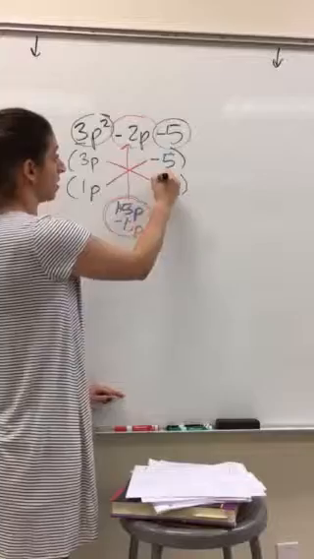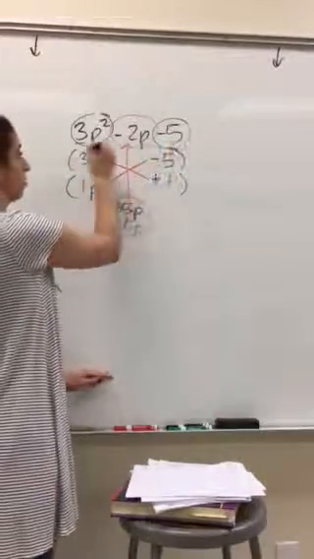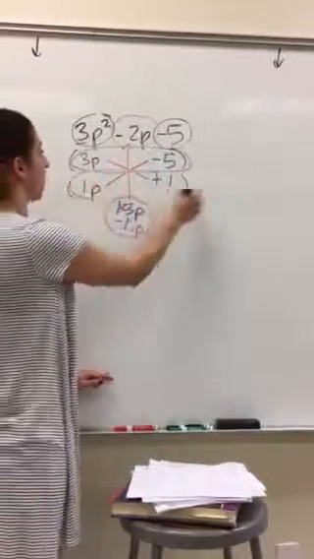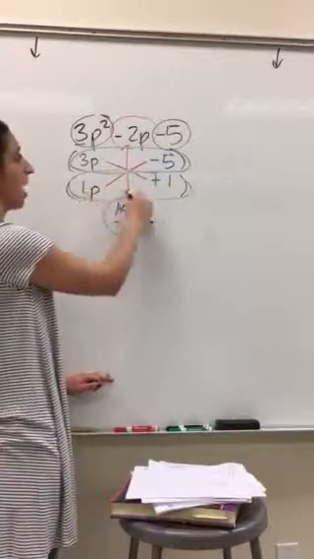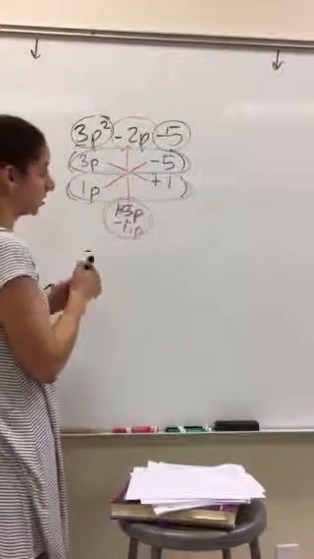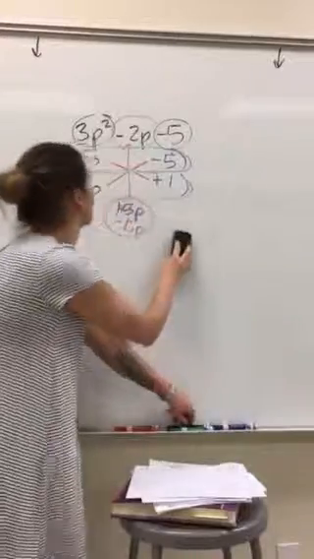So that's when I would go ahead and switch them at that point, figuring it out. This is negative, this is positive. So my final two factors are 3p minus 5 and 1p plus 1. Let's do one more example together.